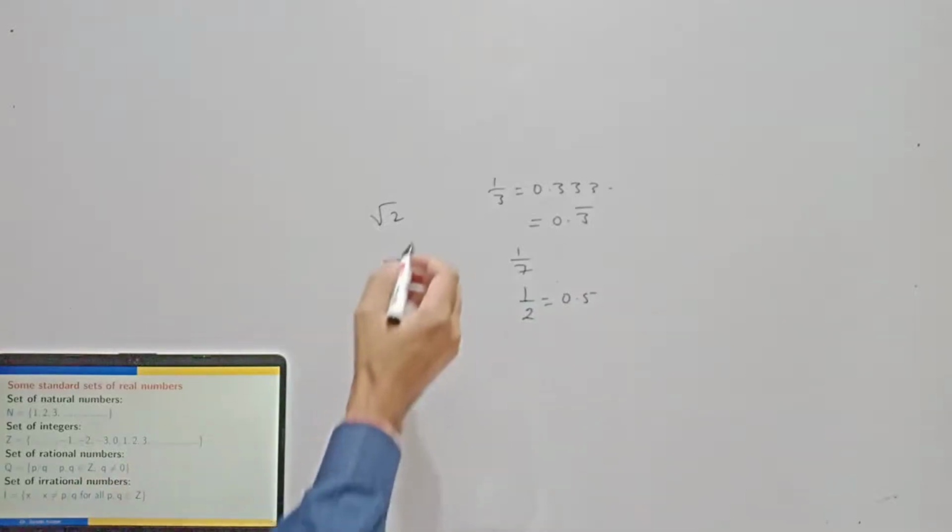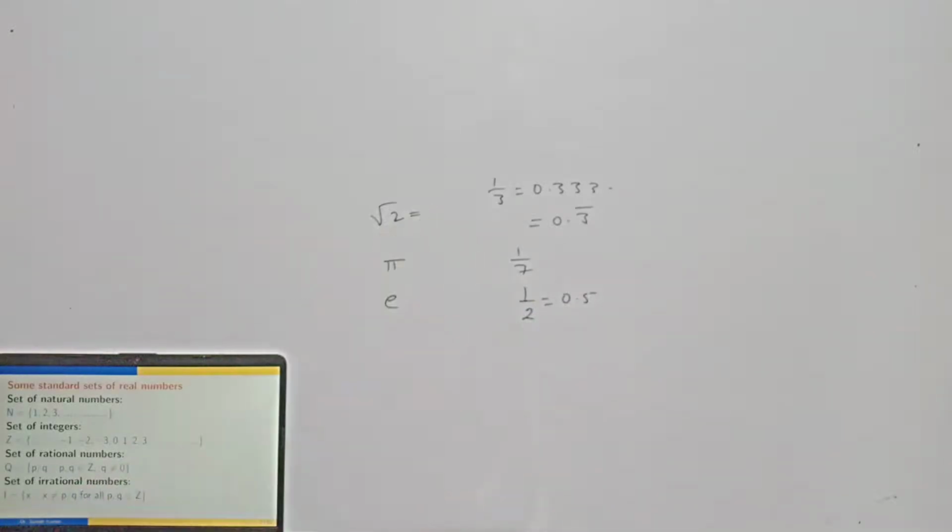But in case of an irrational number, the decimal form neither terminates nor repeats. You can express root 2 in decimal form, pi, e, etc. These are irrational numbers.